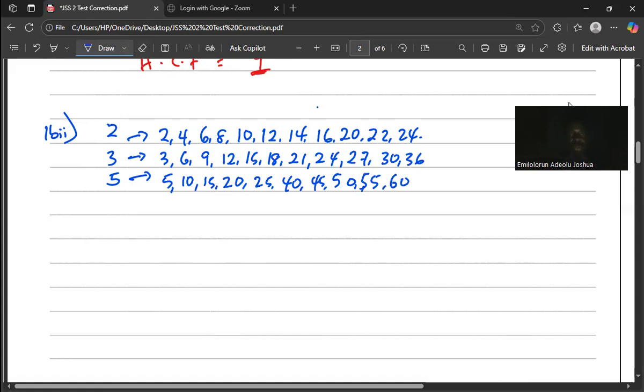Nimi, do you get that? Yes, sir. So they are looking for the common multiples. So we have 30 and 35, what do you say?